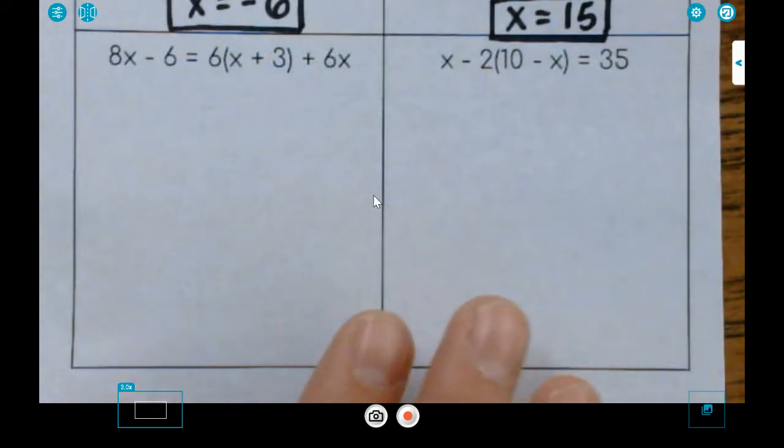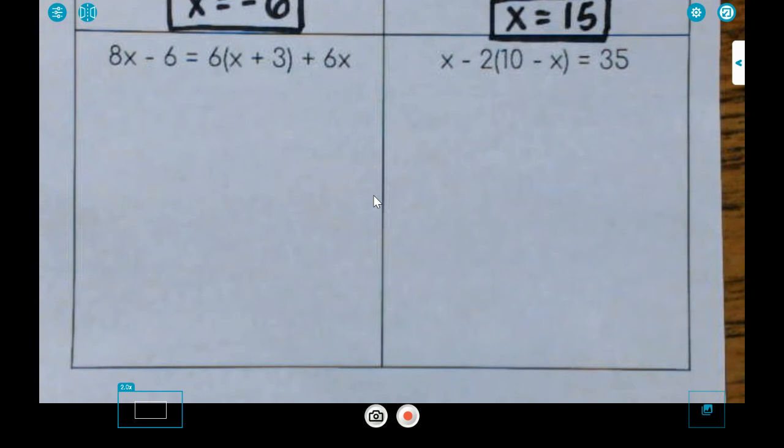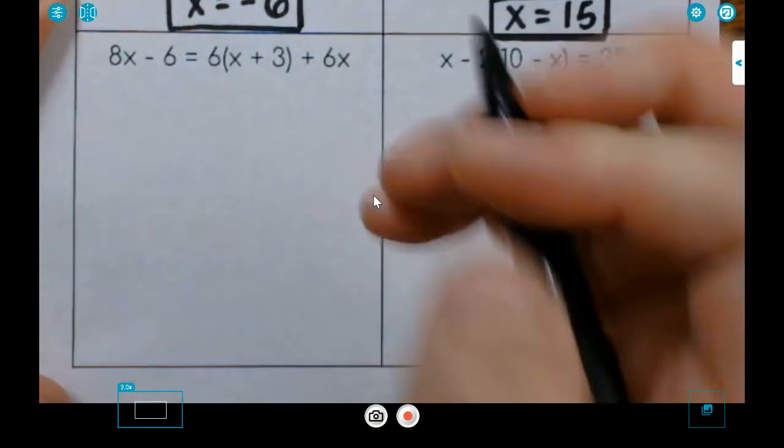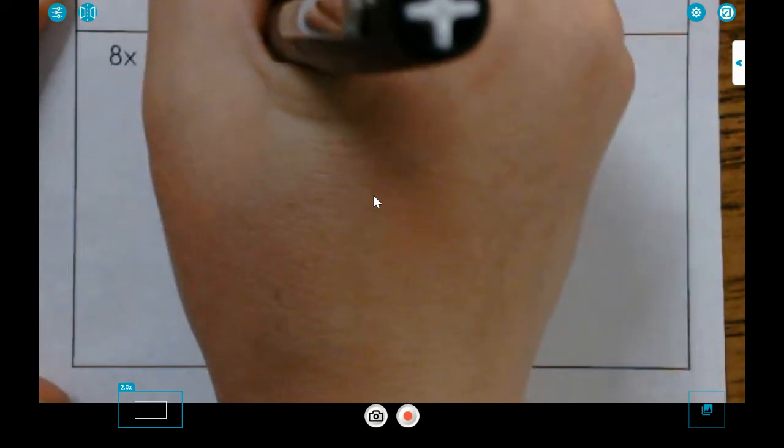The last two equations we have on here involve distributing. If we have parentheses, we need to distribute the number in front of our parentheses into our equation, and then we can do that whole same process. So this next one, I'm going to distribute this 6. So 6 times x and 6 times 3.